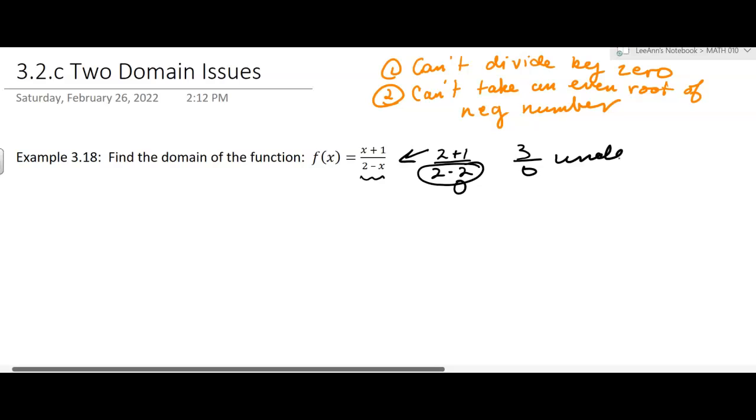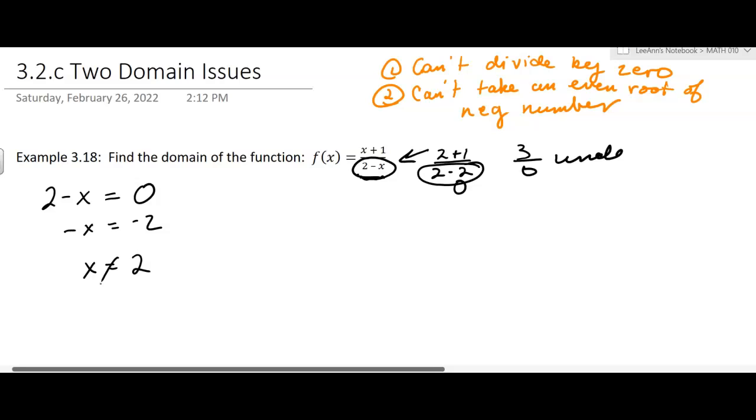Now, you might say, well, how did you know you can't have 2? Here's how you do it. If you have a denominator, and you're trying to find the domain, you're going to take that denominator, and you're going to find out when does that equal 0. And that's what you can't have in your domain. So you could solve this, subtract 2 from both sides, divide by -1. That's what x can't be.